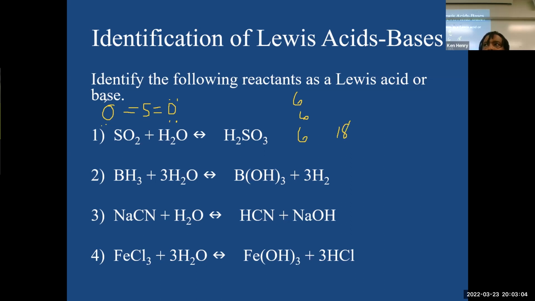So when we do Lewis dot structures, we need to make sure that we have a total of 18 valence electrons. So that's two, four, six, eight, 10, 12, 14, 16. So I'm missing two on this. Alrighty, so let's do this. Where am I? Two, four, six, eight. It's 18? Are you sure? Yeah.